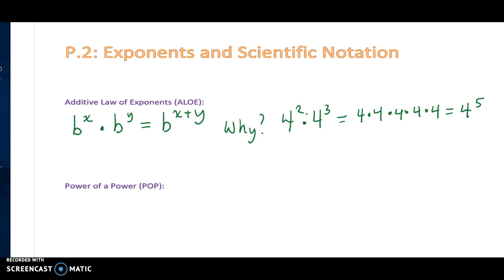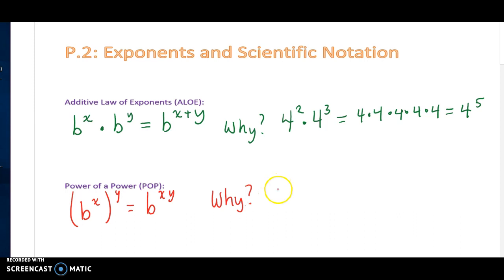All right, let's move forward to power of a power, POP. We're literally taking the power of a power. So if I have b to the x and I actually want to raise it to the y power, that's equivalent to b raised to the x times y power. Woohoo! Why the heck does that work? If you haven't noticed by now, I like to figure out why things work.